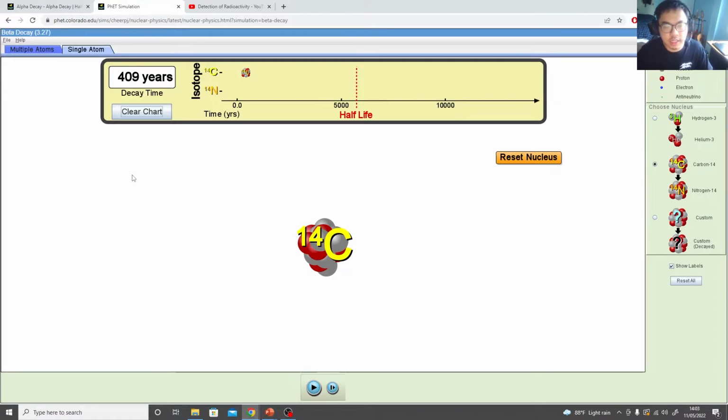So carbon 14, what's so special about it? What makes it radioactive? Carbon 14 is unstable. So that means it needs to give out something. It needs to remove something from its nucleus in order for it to become stable. So I'll play the simulation and you will see what happens. Did you see what happened? This is carbon 14. It's unstable. What does it do to become stable? We will see.